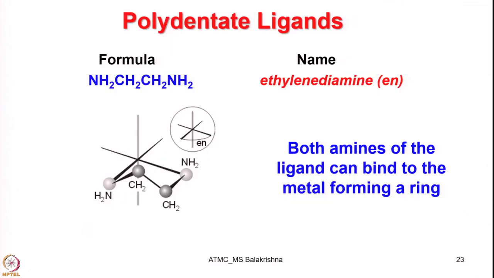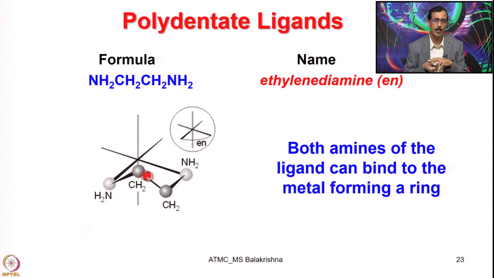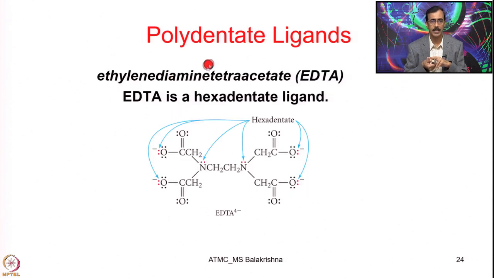When we go to polydentate ligands, a typical example is ethylenediamine. Both the amines of the ligand can bind to the same metal, forming a ring. So this is called a chelate ring. And many polydentate ligands having longer chains are capable of donating all the donor atoms, establishing bonds with the same metal; then they are called chelate ligands, and such compounds are called chelate compounds or chelate complexes. A typical example of a polydentate ligand is the hexadentate ligand EDTA.